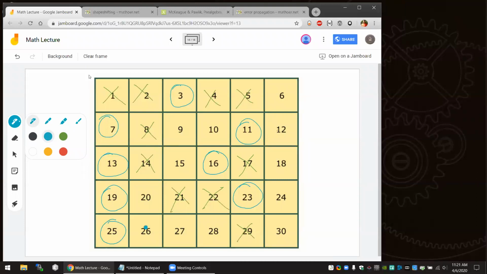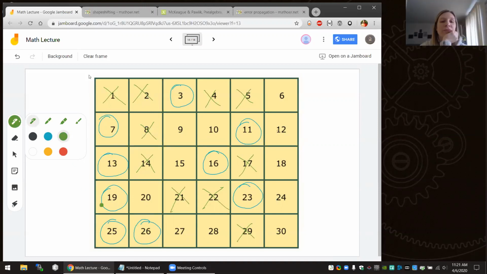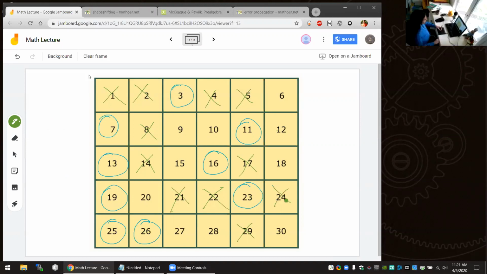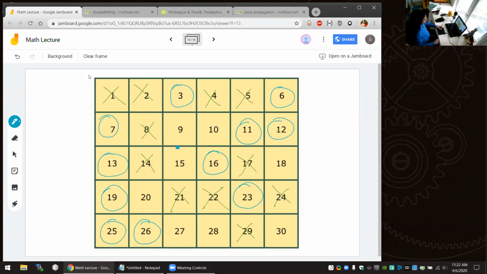26. Okay, what are the factors of 26? 6 doesn't go into 26. 6 times 4 is 24. So 13 times 2, but those are taken already. So 26 was a good play. Okay, green's turn. 24. 6 times 4 is 24. 6 you get. 4 was already taken. What else? 12. Yes, 12 times 2 is 24.